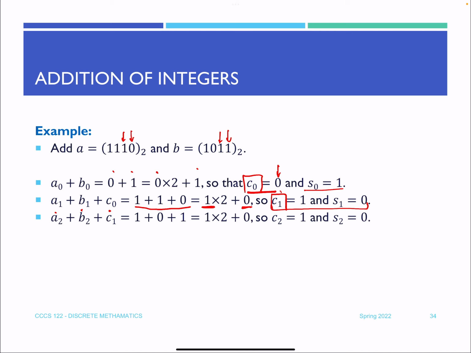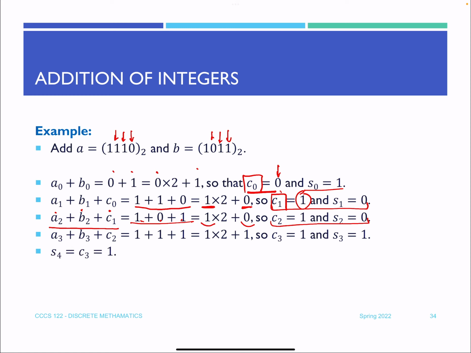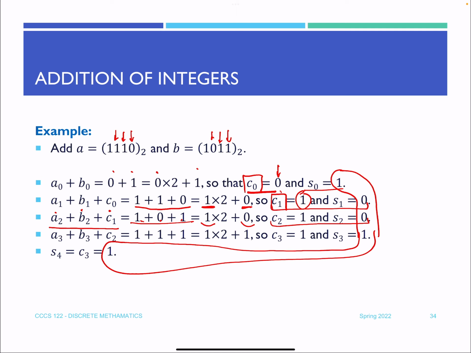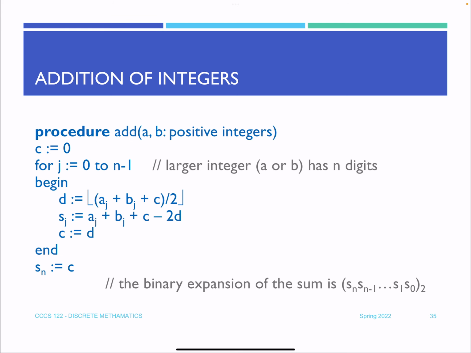C1 will be used in the next operation, when we add A2, B2, and C1, which give us 1 plus 0 plus this 1. 1, 0, 1. And the result is again 1 for the carry, 0 for the sum, and so on. What's the result of this addition then? These digits. The most significant digit is the last one: 1, 1, 0, 0, 1. And if you want to write that in the form of a computer program, this is the corresponding pseudocode for that.